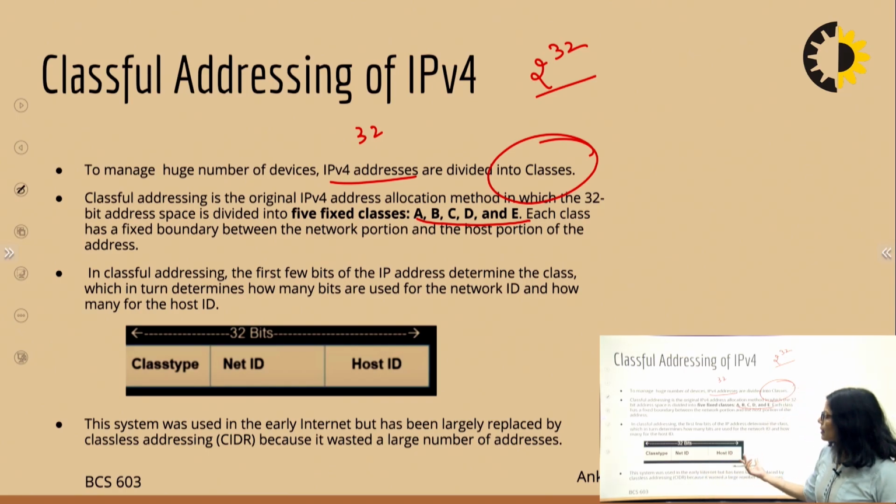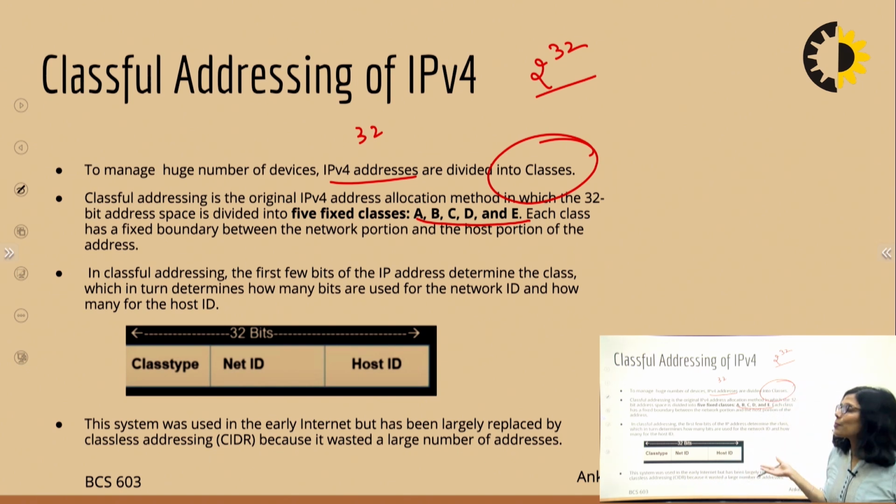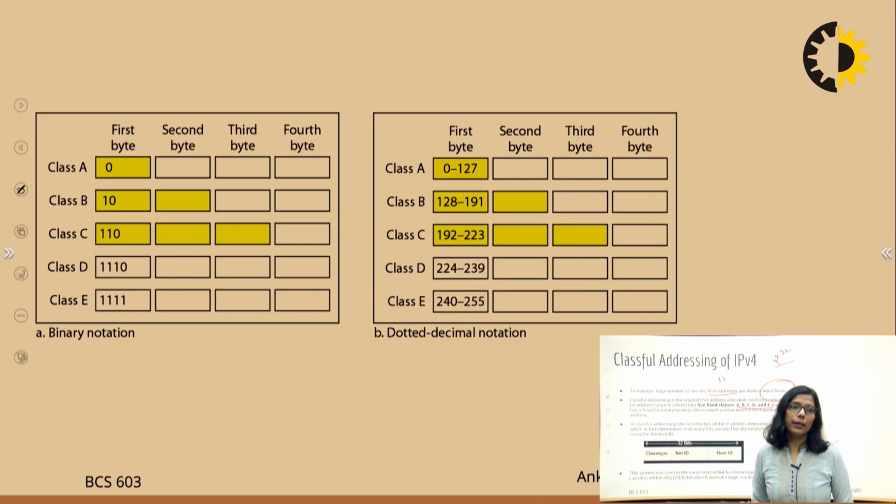So like this, my 32-bit address will be divided into 2 parts, that is network ID and host ID, and according to the type of class, I will decide what number of bits will represent the network and what number of bits will represent the host. This system of classful addressing has now been replaced by CIDR. We will discuss that also later.